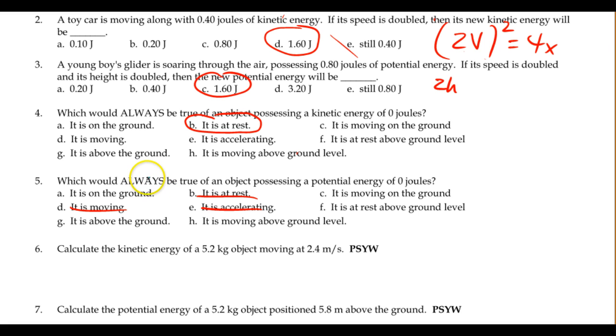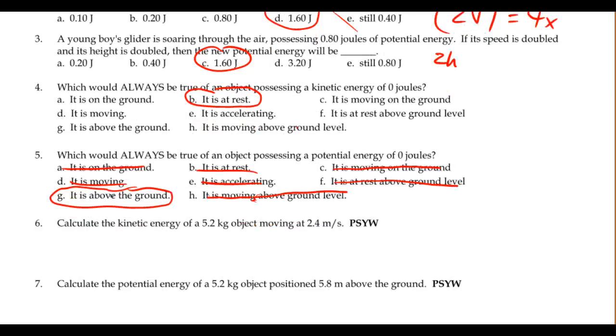What matters is it must be above the ground. If it's on the ground, it would have 0 joules of potential energy. If it's moving on the ground, again, 0 joules of potential. That would be kinetic. If it's at rest above ground level, it could be, but it doesn't have to be at rest. It just has to be above ground level. And if it's moving above ground level, again, the motion part has nothing to do with the gravitational potential energy. So it doesn't have to be moving or at rest. It just has to be above whatever we're calling 0, which here is the ground.